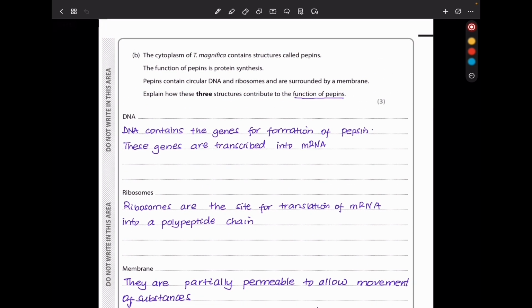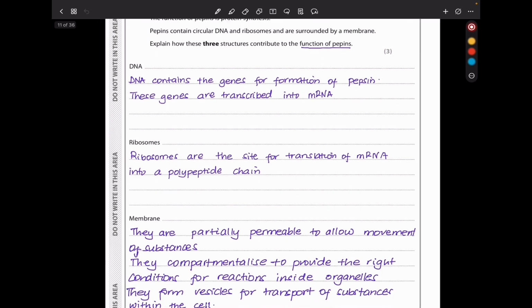Then in part B, the cytoplasm of T. magnifica contains structures called pepins. The function of pepins is protein synthesis. Pepins contain circular DNA and ribosomes and are surrounded by a membrane. Explain how these 3 structures contribute to the function of pepins. The first one, they contain DNA. Of course, DNA contains the genes for formation of pepins. These genes are going to be transcribed into messenger RNA, which is going to be later translated into the protein.